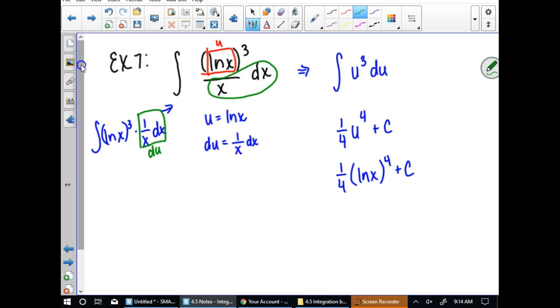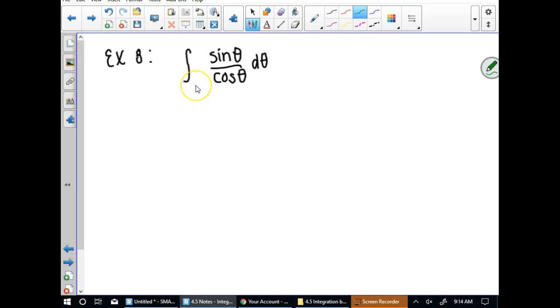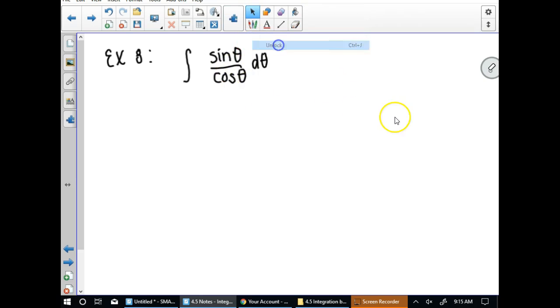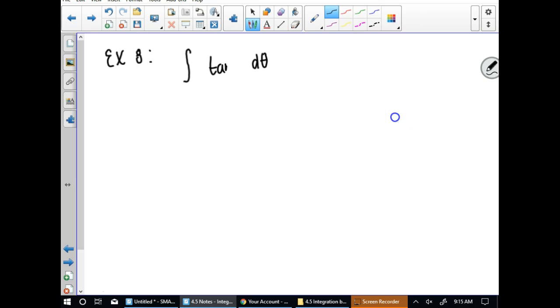All right, questions? All right, I'm going to change this next one. Let's see, I've locked it in place. So let me change this next one. Let's unlock that. Let's just make this tangent of theta.